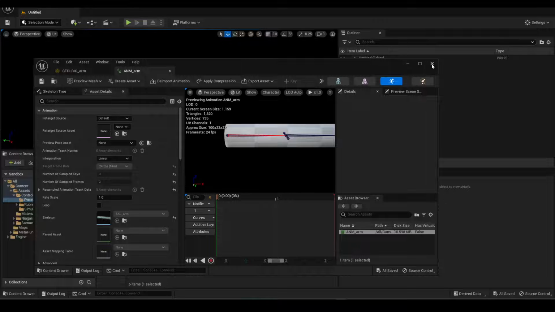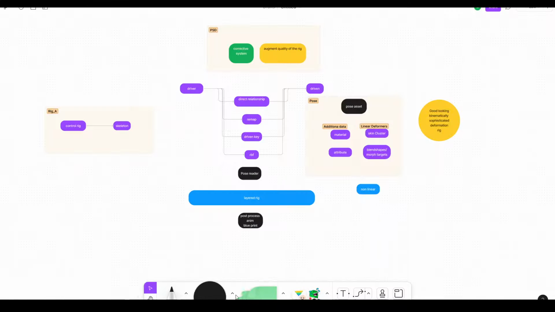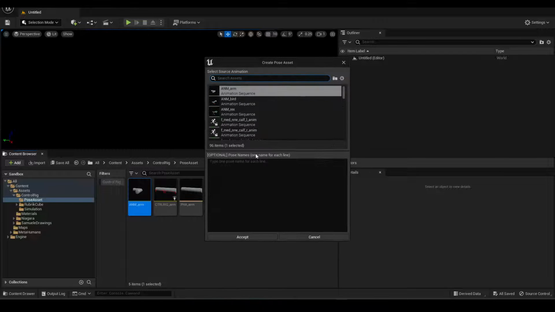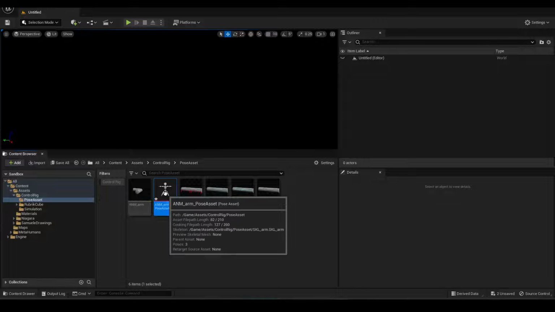The coolest thing about Unreal is that you can now convert this animation into a pose asset. Create pose asset. I'm picking the animation, and then I can already give these frames names. Neutral, bicep flex 90, bicep flex 135. I always like to append the values of the driver in here, so I can always go back to them. Created a pose asset. Great.